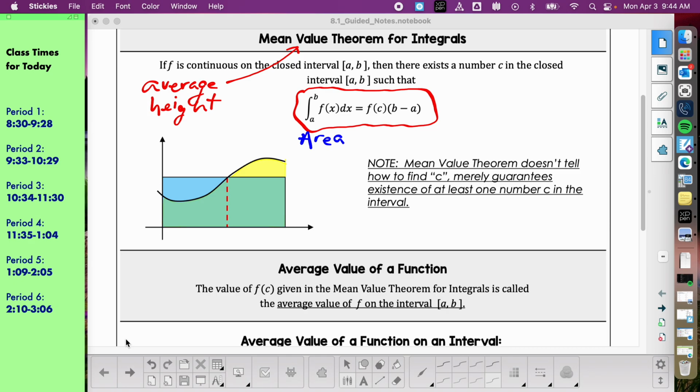What does b minus a represent? That's the distance between the a and the b. The width, yep. That's going to be the width of your graph.